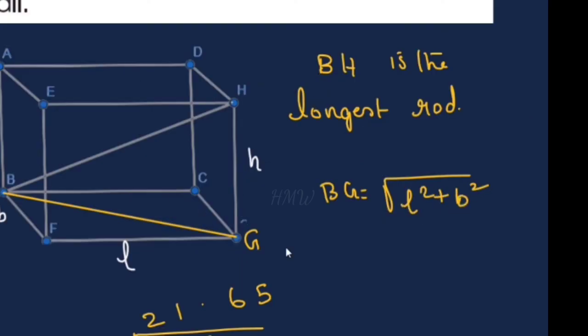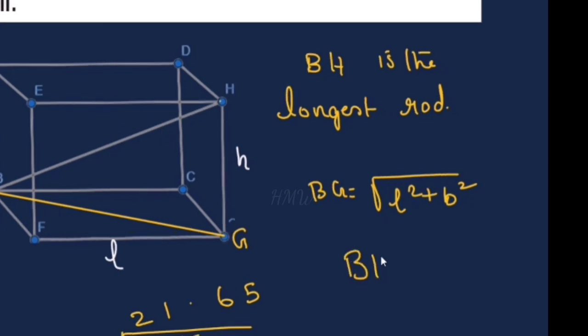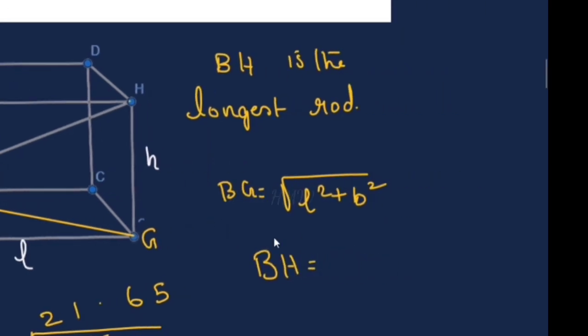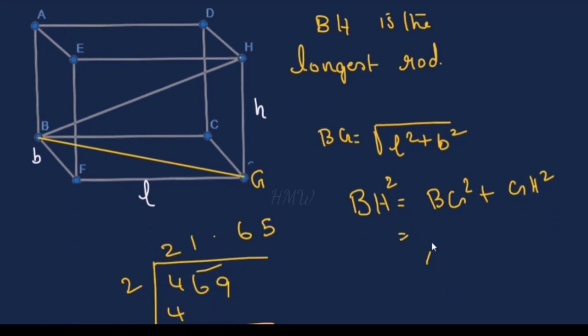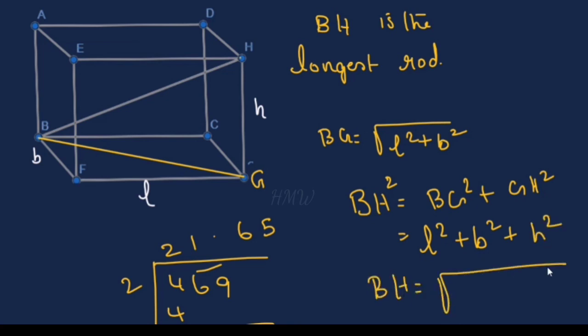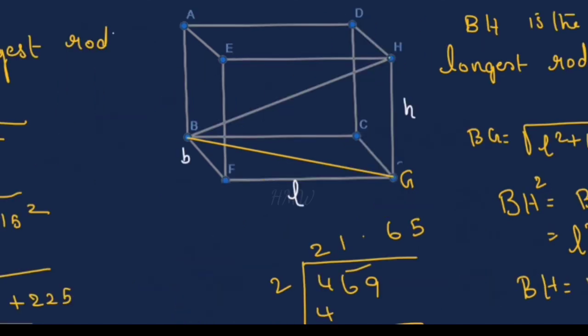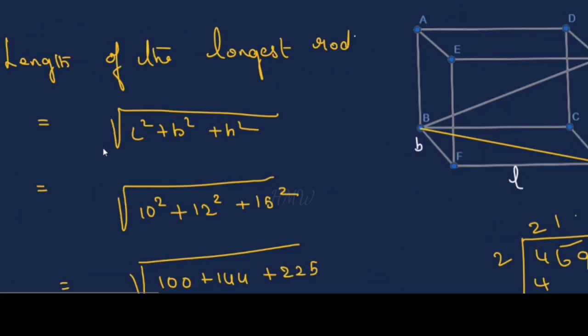Now we have to find BH. Again use the Pythagoras theorem. BH square is BG square plus GH square. BG square is nothing but L square plus B square, and GH is H. So BH is root of L square plus B square plus H square. That is the formula to find the length of the longest rod.